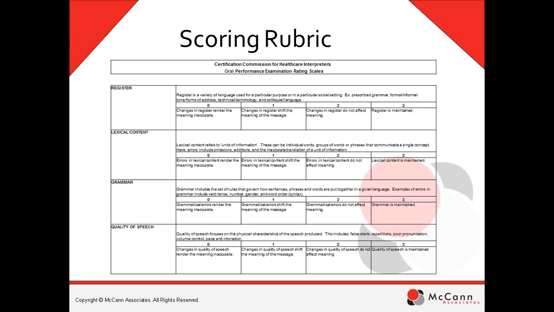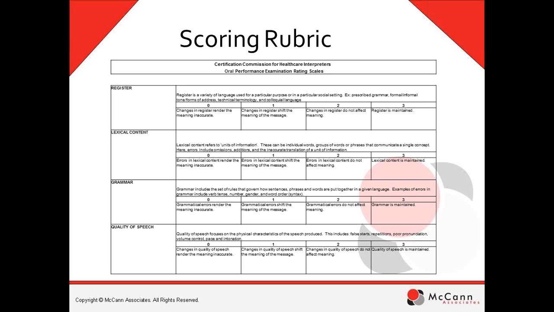Our first scoring domain is register. In terms of its use with this test, register is a variety of language used for a particular purpose or a particular social setting. Examples include prescribed grammar, formal versus informal tone or forms of address, technical terminology, and colloquial language. A score point of 0 in the register domain means that changes in the register render the meaning inaccurate. A score point of 1 means that changes in the register shift the meaning of the message. Score point of 2 means that changes in register do not affect meaning. And score point of 3 means that register is maintained.